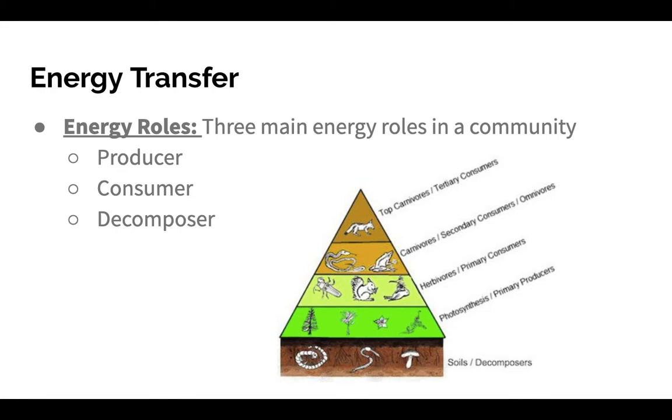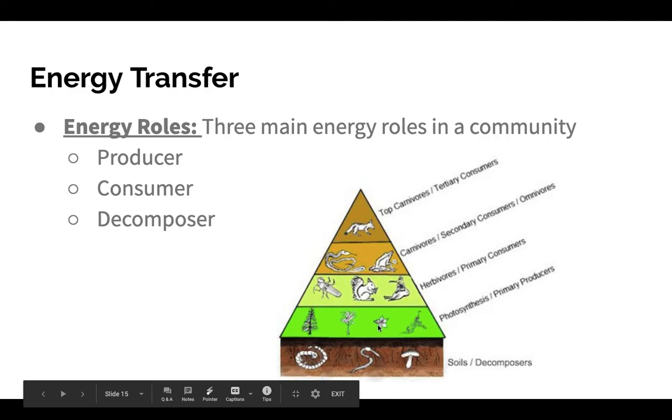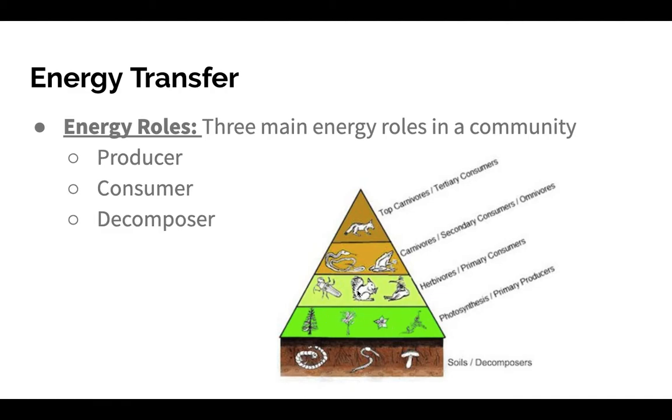So we've been talking a lot about energy. Energy comes from the sun, gets trapped by the producers, and then transfers all along these different food webs and food chains. So this energy pyramid here shows how that energy transfers. It starts down here in the producers, and then the energy transfers up.